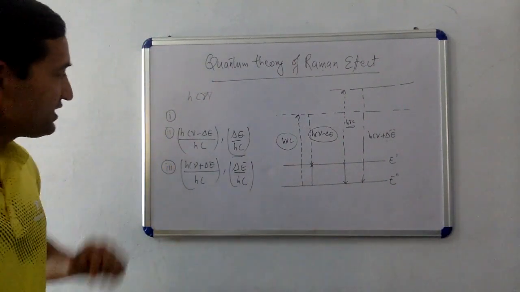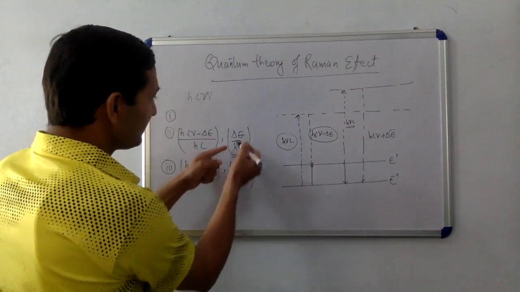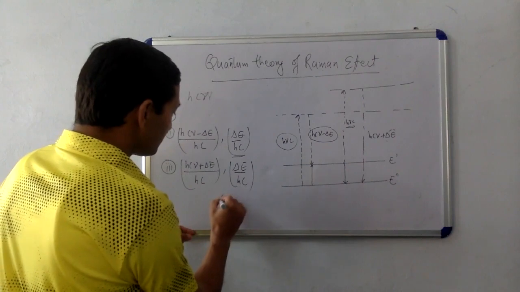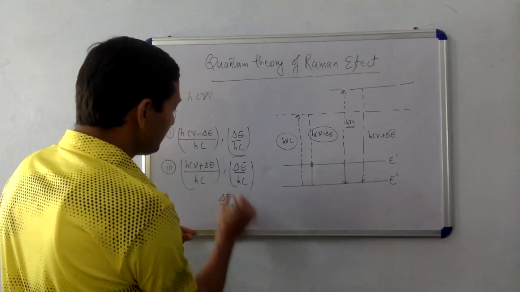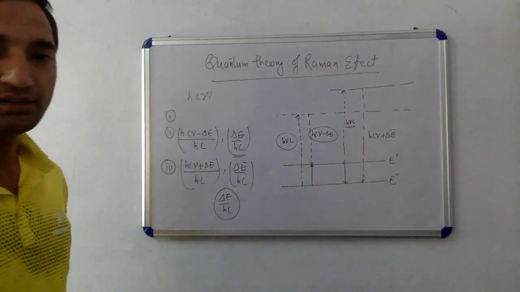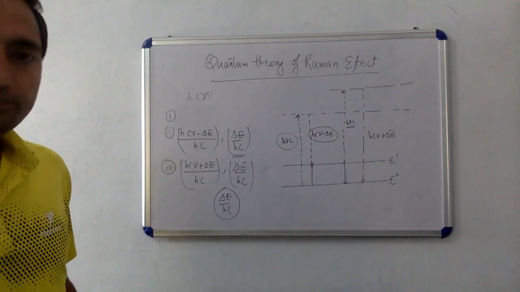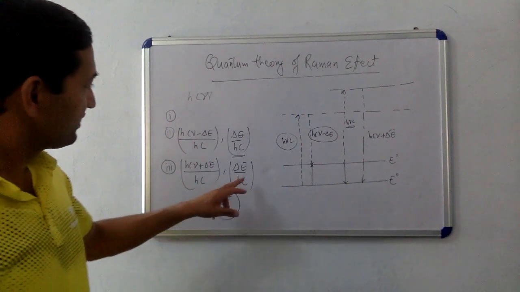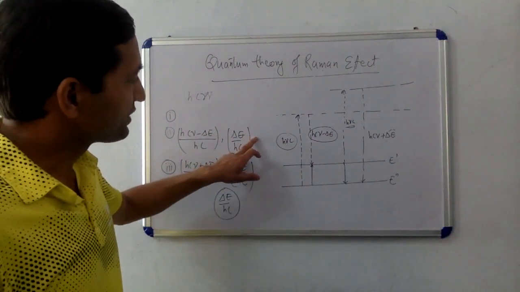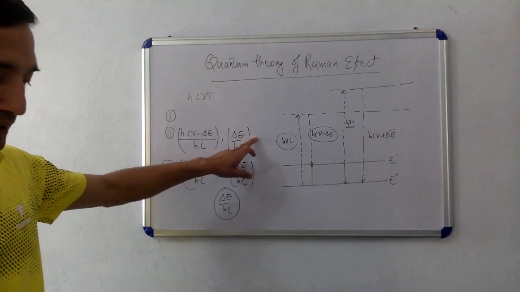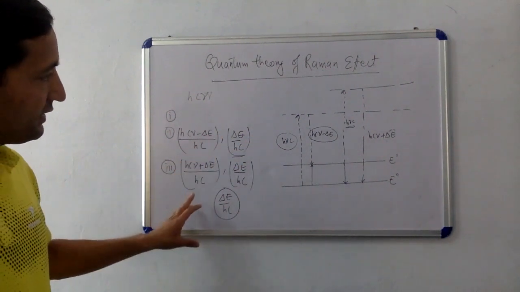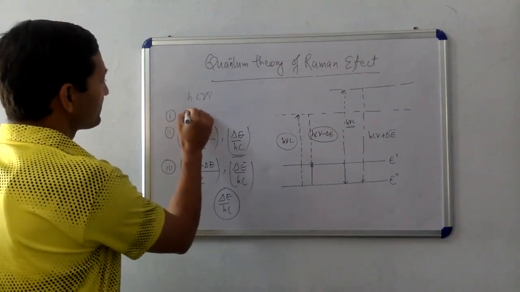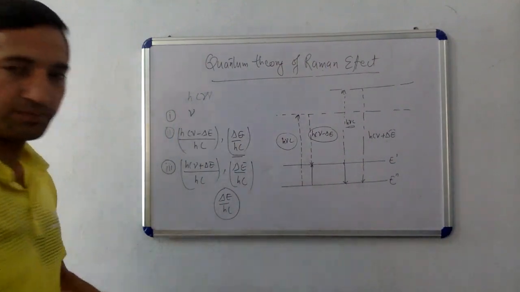Now this Raman shift is symmetrical: delta E divided by hc on both sides, and this delta E divided by hc is the Raman shift for that molecule. These are called the anti-Stokes lines and these are called the Stokes lines, and they are symmetrically situated with respect to the Rayleigh scattering line, which has the wave number nu.